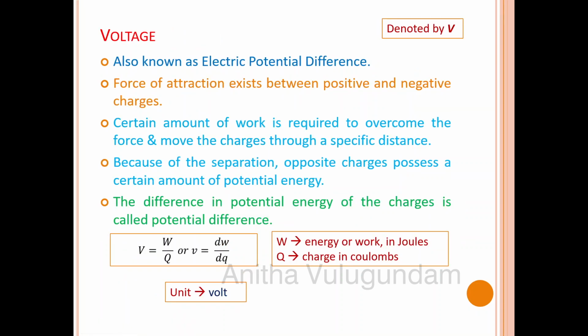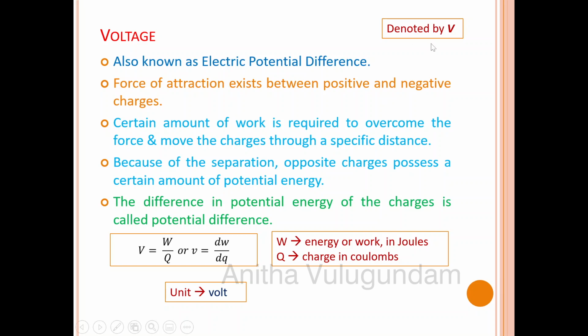Next term is voltage. It is also called electric potential difference. A force of attraction always exists between positive and negative charges. If a certain amount of energy or work is required to overcome the force and move the charges through a specific distance, because of the separation, opposite charges possess a certain amount of potential energy. The difference in potential energy of the charges is called potential difference.